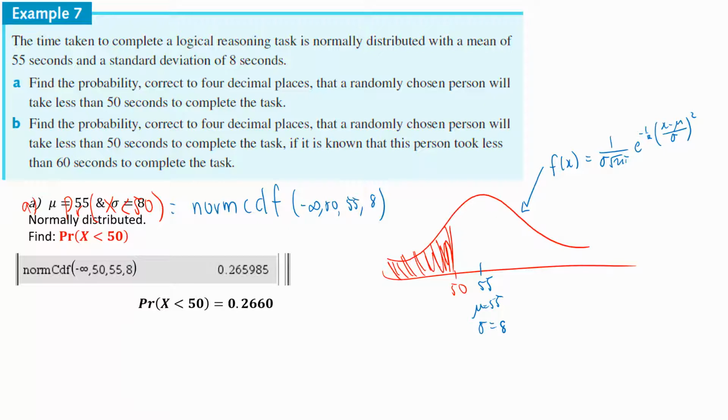Find the probability correct to 4 decimal places again that a randomly chosen person will take less than 50 seconds to complete the task. So it's the same thing. If it is known that this person took less than 60 seconds to complete the task. The probability of 50 over the probability of less. Yeah, the intersection over the probability of x being less.